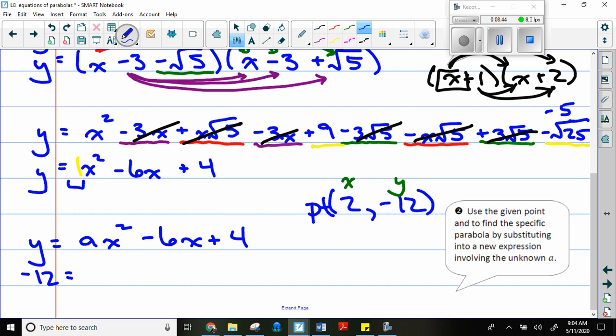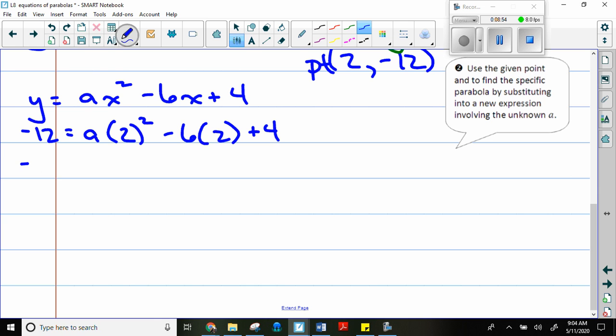Negative 12 equals A times 4, minus 6 times 2, plus 4. We get negative 12 equals A multiplied by 4 minus 12 plus 4. Be careful of your BEDMAS here. We are allowed to put those together because they're addition and subtraction, but we can't do anything over here because that's multiplication. So be very careful. Negative 12 equals A 4.